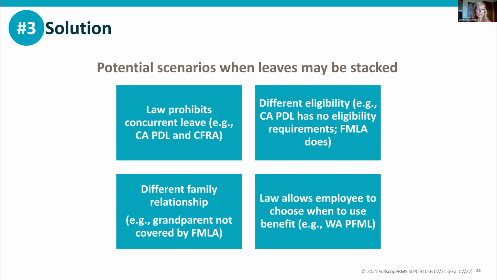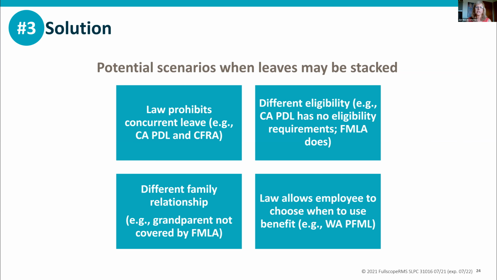So for example, that could be if you have a cousin who lives with the employee and they are expected to be taken care of by that employee, it's possible that could be a covered family relationship under certain state laws. And so if this employee uses that state law for that family relationship, they still have their FMLA available to use later on for a different FMLA covered reason. And that's how an employee could end up being out for a long period of time in 1 year if they're able to stack those.